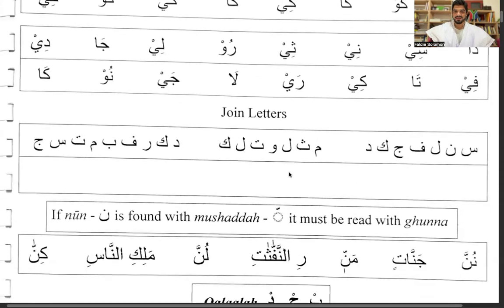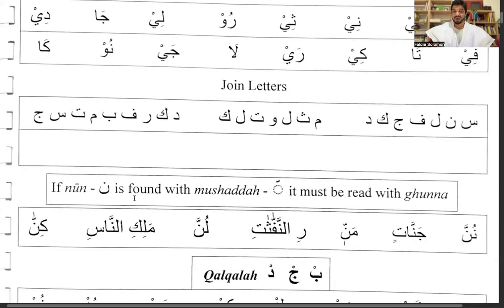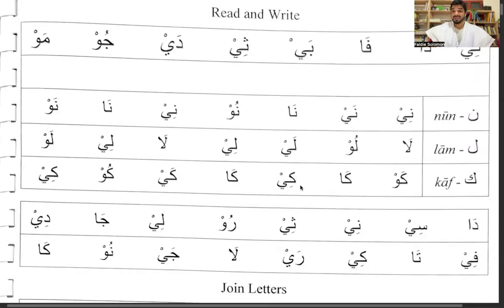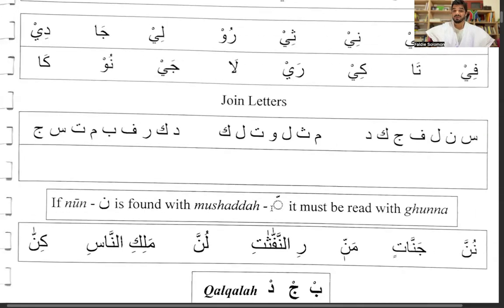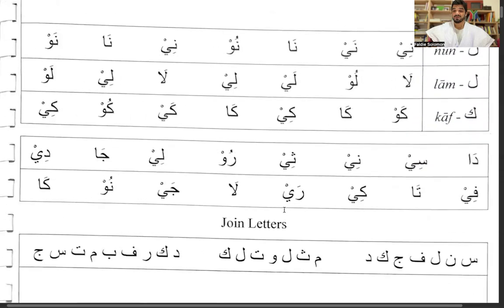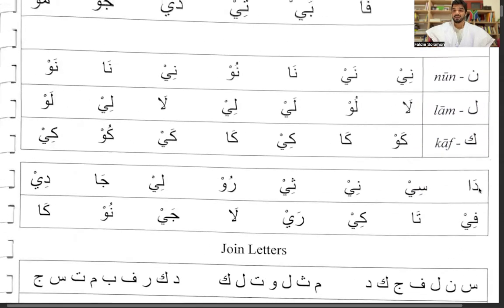As you can see, we can see that the noon, which is one of our three new letters, has the same rule as the meem that we did before. So let's not jump ahead to that. Let's just do this for now. We have Bismillah ar-Rahman ar-Rahim. It's good to be in the habit, whenever we start readings, to say Bismillah ar-Rahman ar-Rahim, because this is what you're going to be doing when you read Quran.